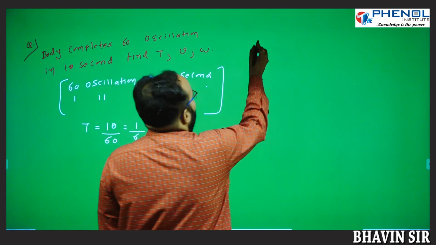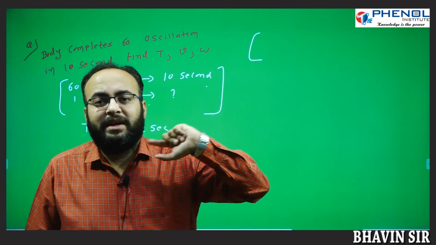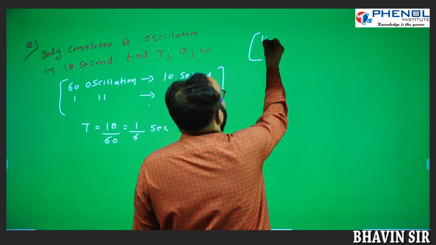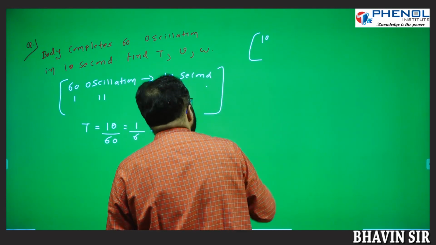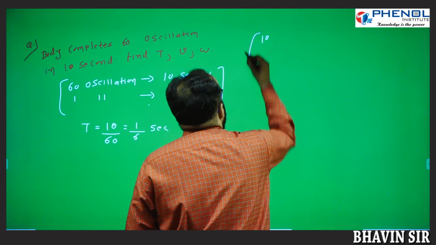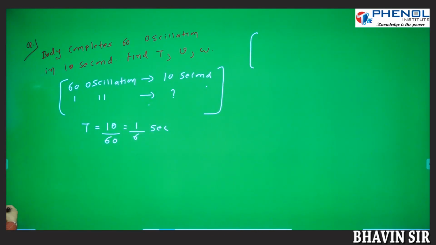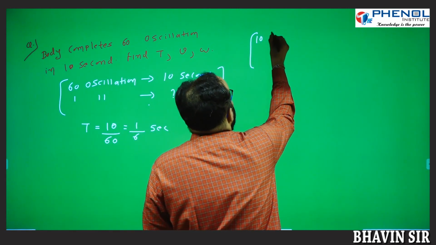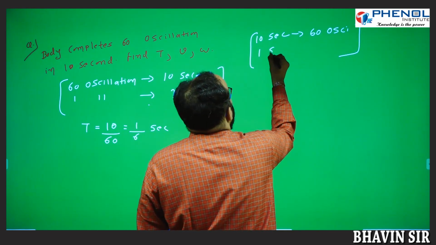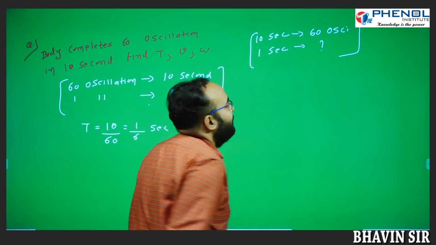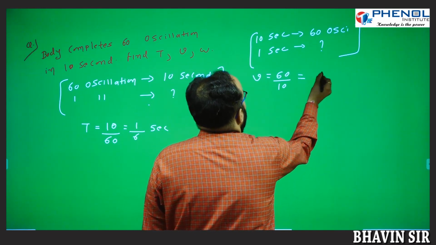Now if we want to find frequency, how would we find it? Frequency means the number of oscillations completed in 1 second. In 10 seconds, how many oscillations are completed? 60 oscillations. So in 1 second, how many oscillations are completed? That is known as frequency. So 60 by 10, so 6 hertz.